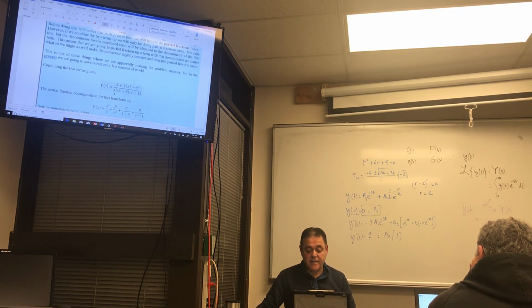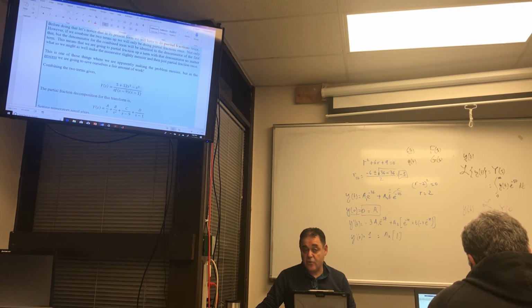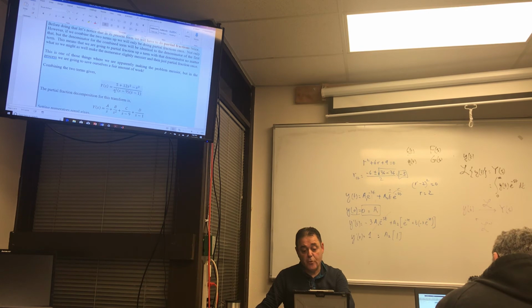The idea is to take this Y of s and take everything that is in the denominator. It's going to be something over s squared, and then another with s. If we had s cubed here, it would be A over s plus B over s squared plus C over s cubed, right? And then anything that is in the denominator will have something. The idea here is to evaluate what these constants are. What is A, what is B, what is C, what is D?